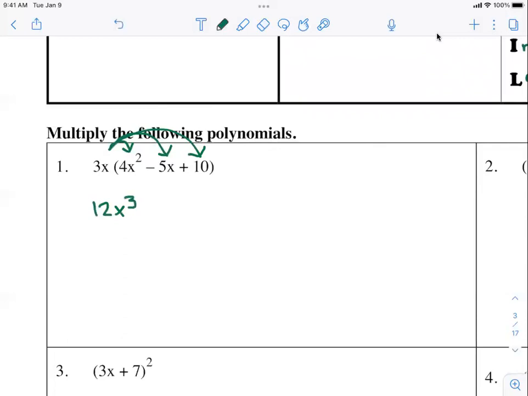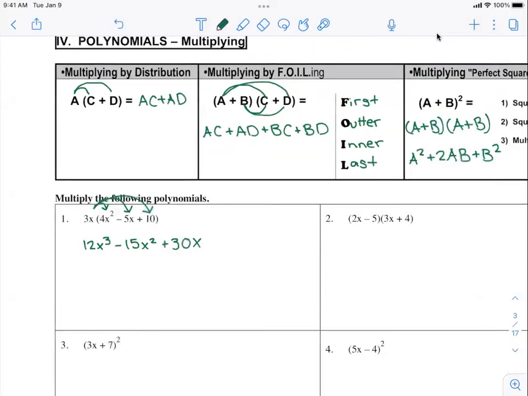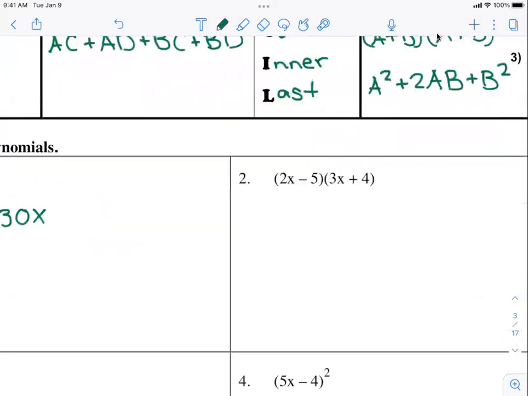Okay, our second arrow, 3x times 5x is negative 15x squared. Your exponent goes up when you multiply by an x. 3x times 10x is positive 30x, and you're done. These cannot be added. They all have different terms. They're not like.